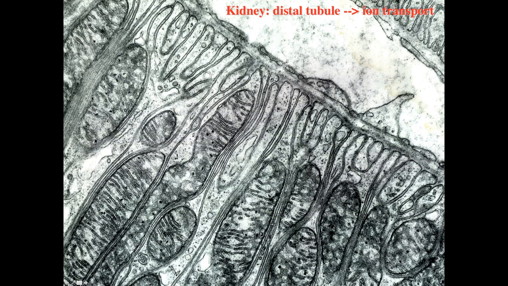This is a high-power view of the distal tubule in the kidney. I show this not to expect you to be able to identify this is the distal tubule in the kidney, but I show it because I want to show you mitochondria that are interdigitated within foldings in the plasma membrane of these cells. And this is a very characteristic appearance of cells that are involved in active transport. Wherever you have active transport, you're going to tend to have a lot of mitochondria associated with membranes. You'll discuss this in physiology. We'll talk about this as we go through and talk about some of the different organs later in our course.